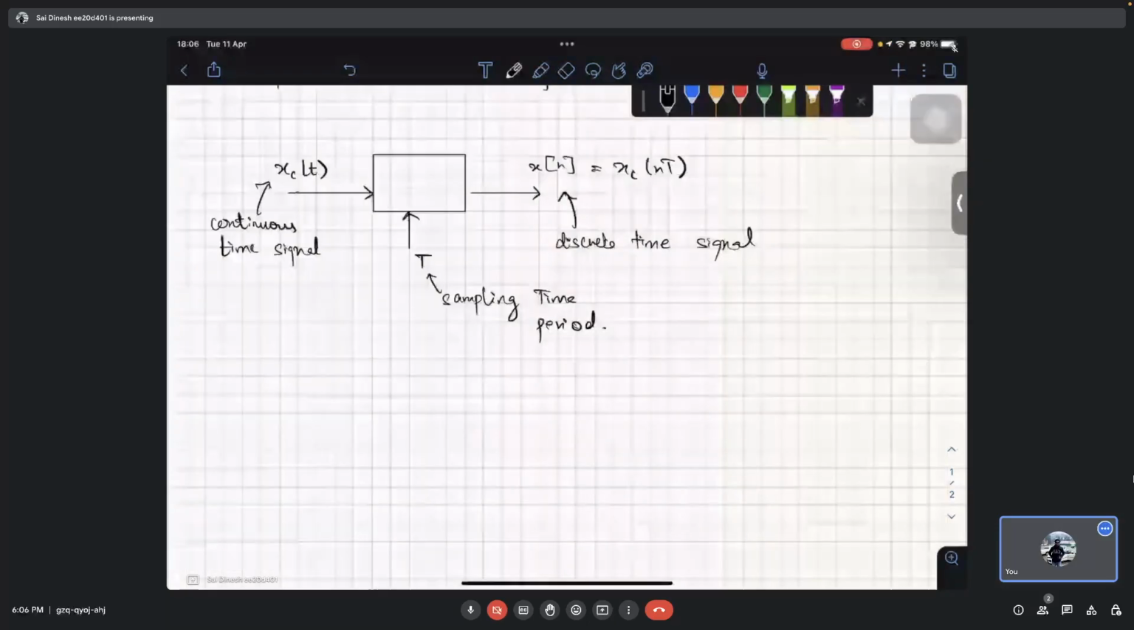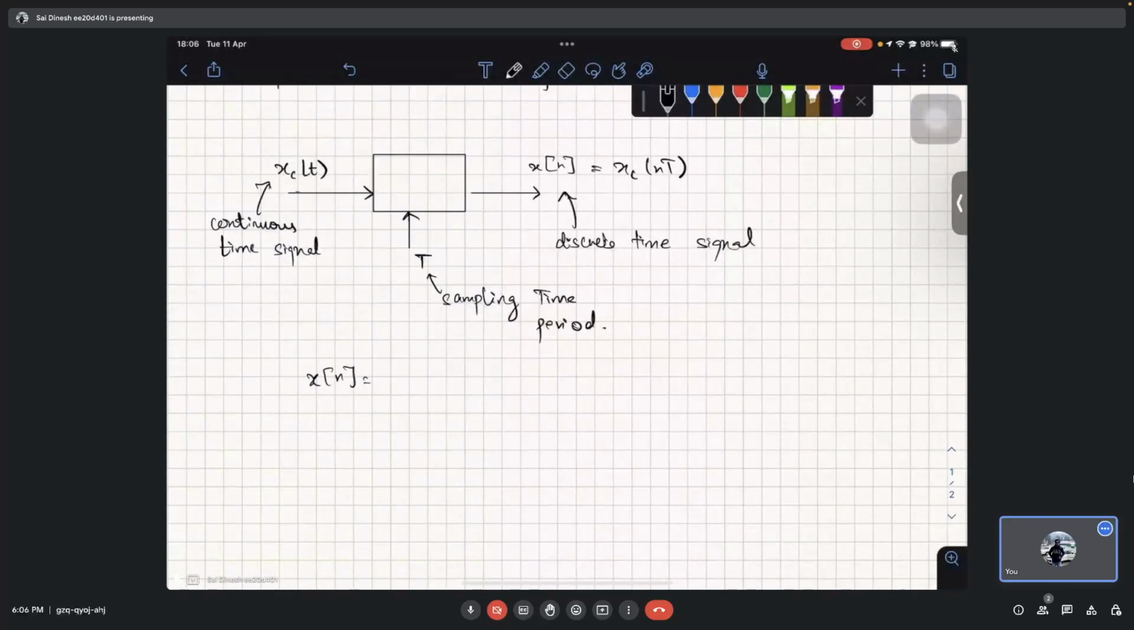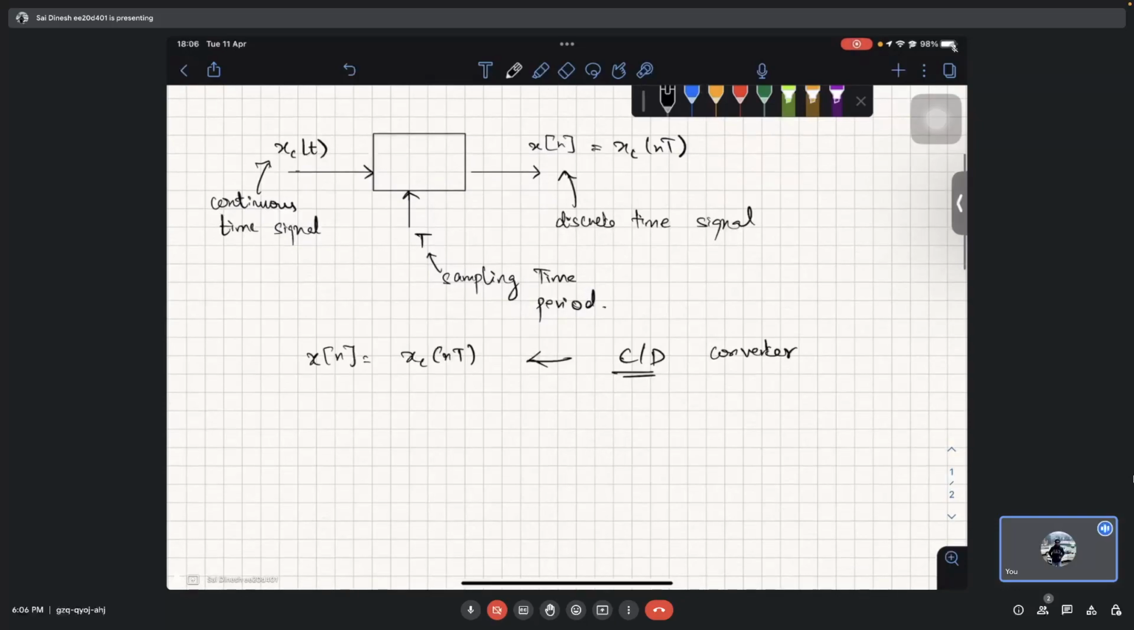We refer to the system that implements this operation as the continuous to discrete time converter. So we have x of n is equal to xc of nT. The system that does this operation is the continuous to discrete time converter, right?